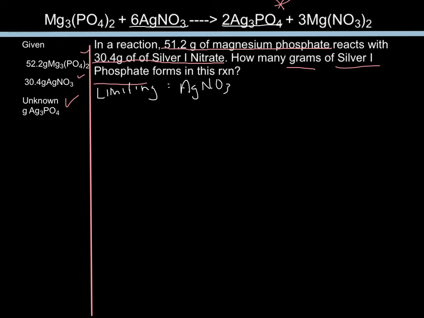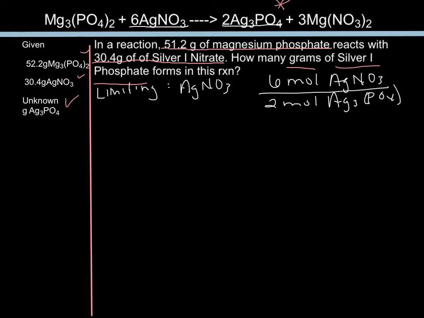So what I'm going to do is identify the mole ratio. In this case, the mole ratio is for every 6 moles of silver nitrate that reacts, I produce 2 moles of silver phosphate. So there's my mole ratio. Now, because silver nitrate is a limiting reactant, I have to use the mole ratio from silver nitrate to silver phosphate, because we said earlier that's what's going to limit or dictate how much product is formed.